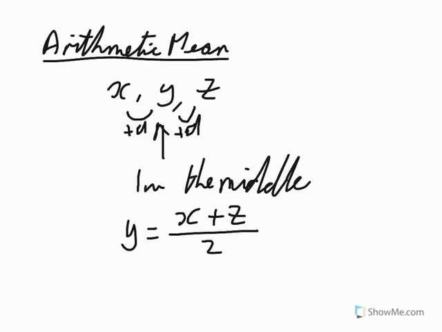So for any 3 consecutive terms, y is the arithmetic mean of x and z. It's just the number in the middle. So if we have an example, for example, find the missing terms.